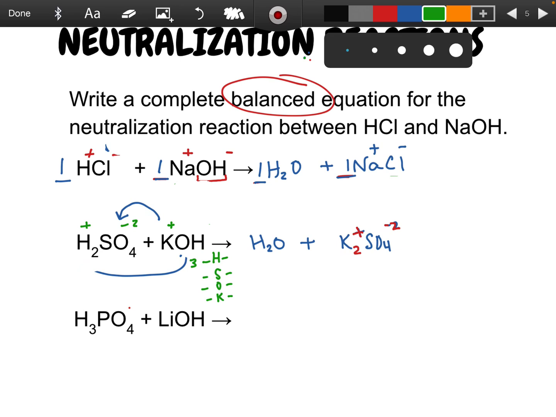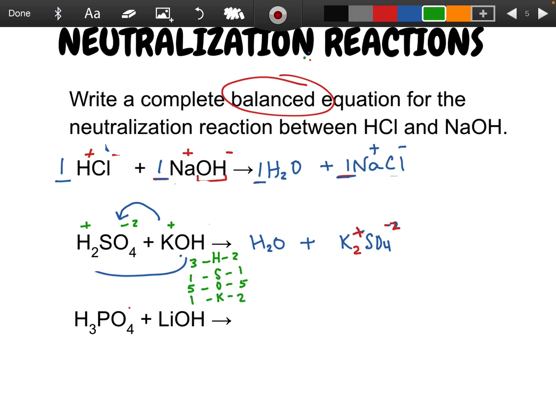And then for sulfurs, we have 1 sulfur on the left. Oxygens, we have 4 from the H2SO4 and then 1 from the KOH, so that's 5 total. And then potassiums, we have 1. On the right-hand side, we have 2 hydrogens. We have 5 oxygens. We have 1 sulfur and 2 potassiums. So here's a little hint and trick when you're balancing equations.